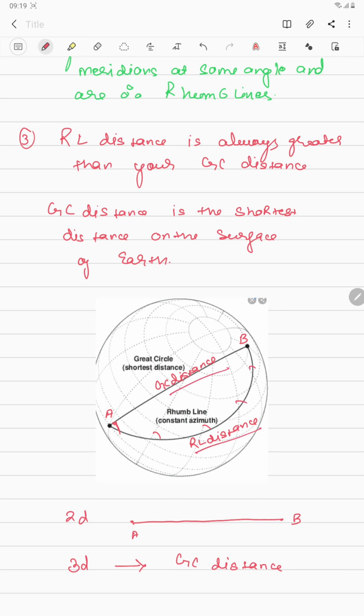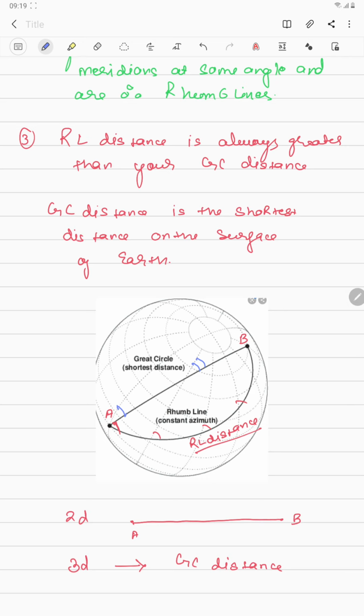Now, why is the great circle distance short? See, you are just practically joining the two points. And here, suppose the great circle is cutting this meridian at this angle. I'm going to erase this thing so that you have a better understanding. Have a look here. The great circle is cutting this meridian at this angle, and now it is cutting the next meridian at this angle.